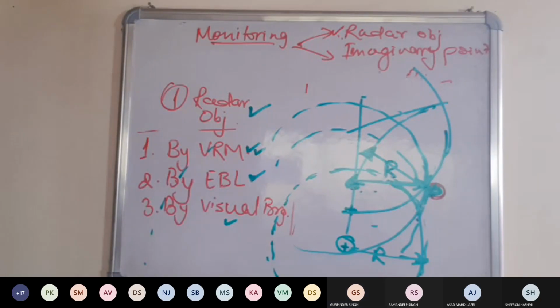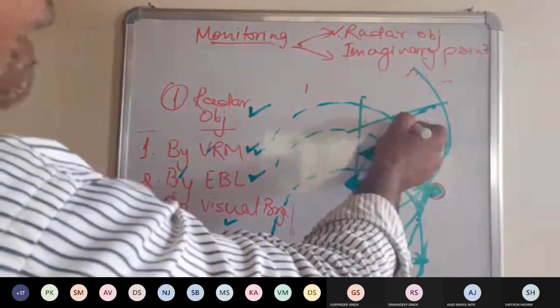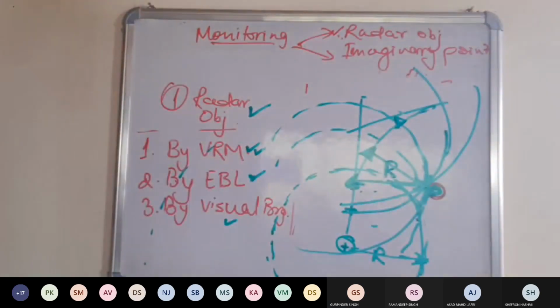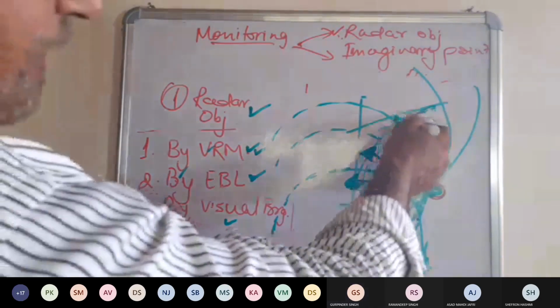R. When we are at this place, VRM will be like this or not? Yes, sir. How much we are away?